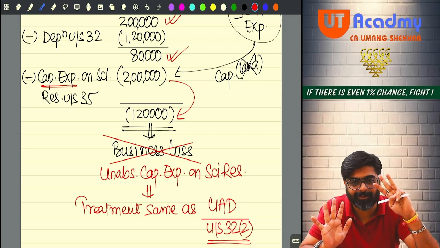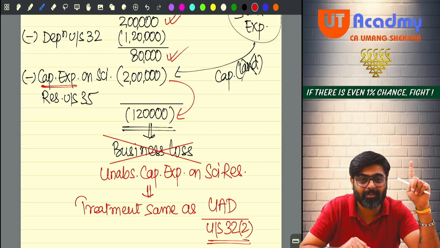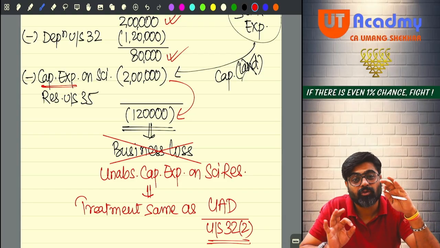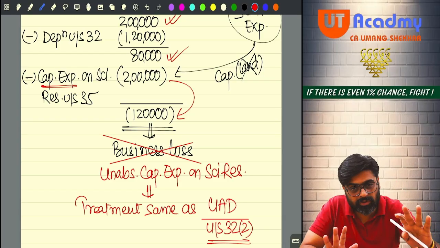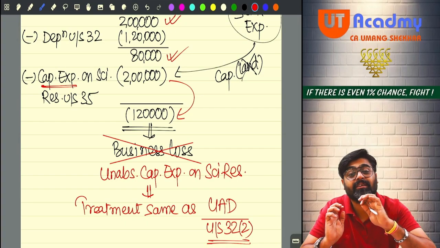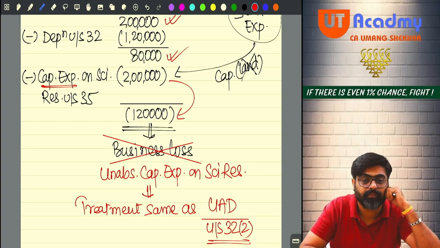8 years? No, indefinite period. Unabsorbed depreciation, indefinite. So the treatment which you used to give for unabsorbed depreciation, that same treatment you are supposed to give for unabsorbed capital expenditure on scientific research. Will you remember this, sir? Everyone? Should I move ahead?